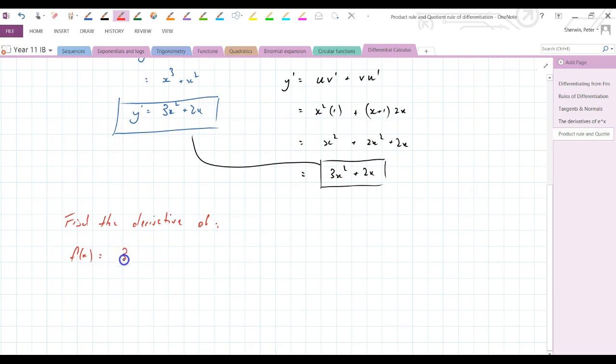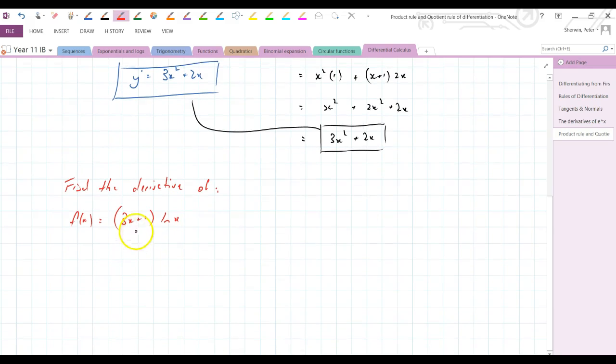3x plus 1 ln x. This is good because we could expand this out, but we don't have a method by which we can derive this without using the product rule. So we're going to let u equal 3x plus 1. That's my u, and that's my v.